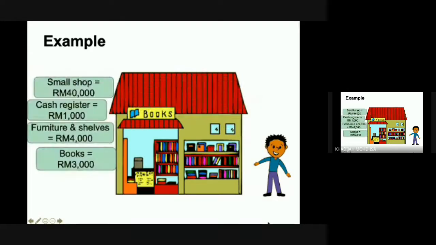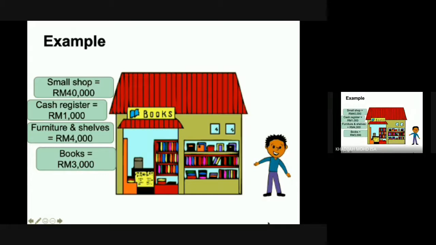So now you have 50,000, and what happened with that 50,000? Mr. Anoni, who is the owner of the books and also the shareholder, bought a small shop, and that small shop cost him 40,000. And in order to start his business, he bought a cash register. The cash register is where whenever you have money, you put the money inside, and for sales you push the button. That costs 1,000 ringgit. You also bought some furniture and shelves that cost 4,000 ringgit. And of course, you want to sell books, so you have to buy books, and that costs 3,000.